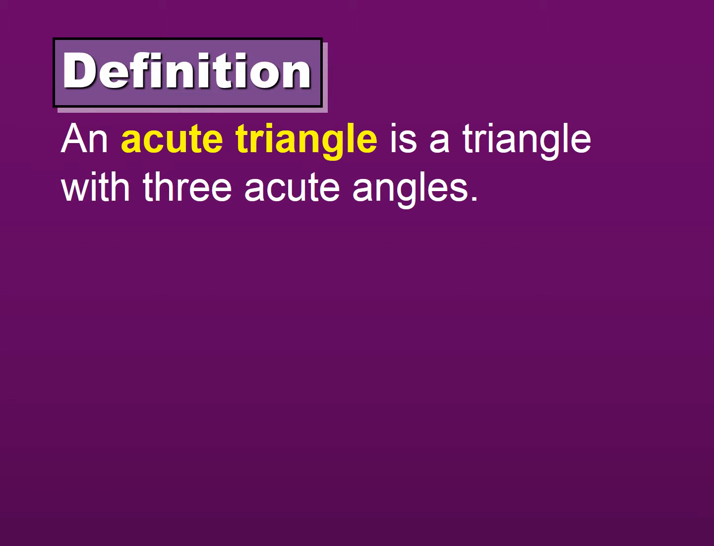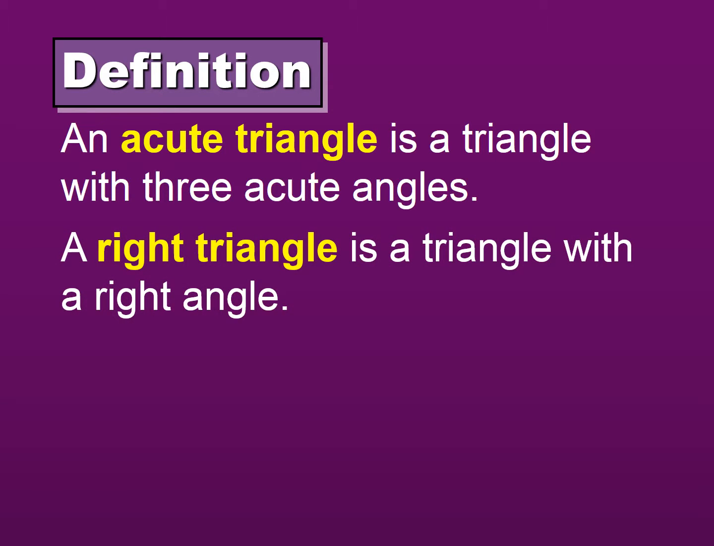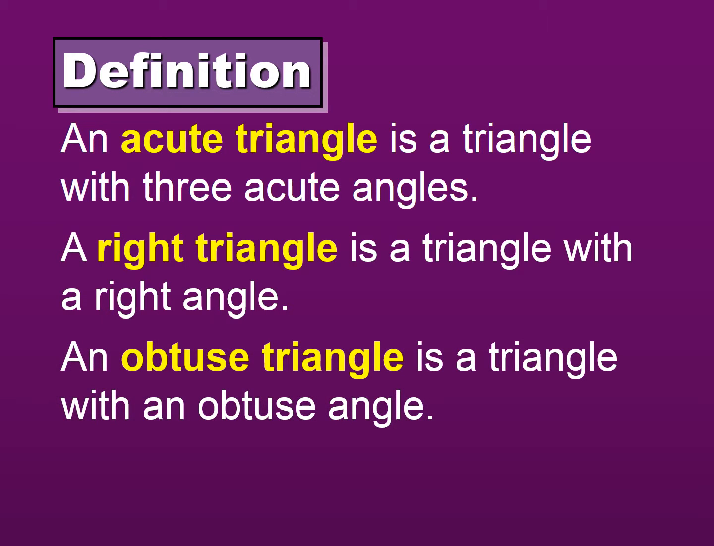So let's start looking at our three different types of triangles when we're classifying them according to their angles. The first type is an acute triangle, and that has three acute angles. Acute means less than 90. A right triangle is a triangle with a right angle, which is 90 degrees. And an obtuse triangle is a triangle with an obtuse angle, which is more than 90 degrees.